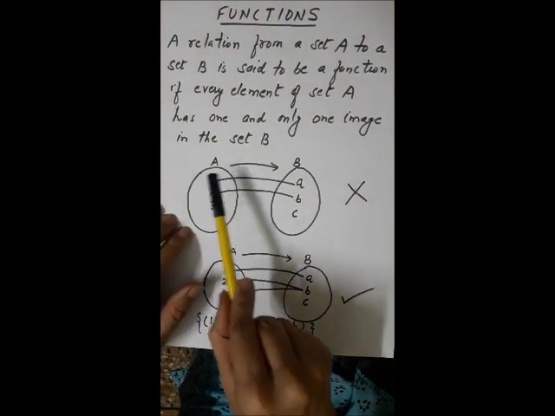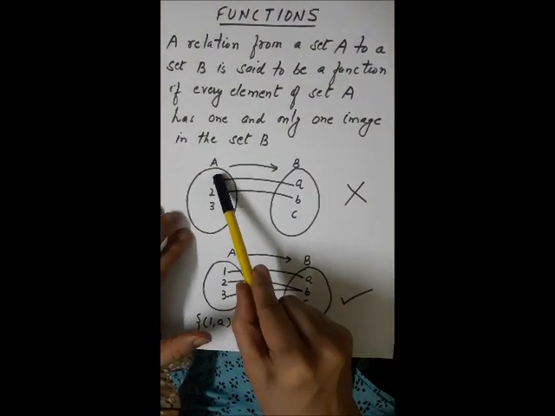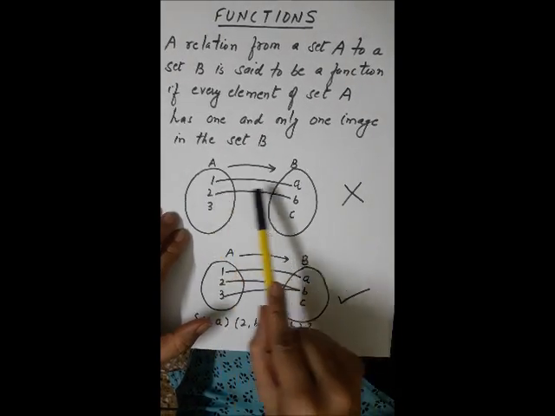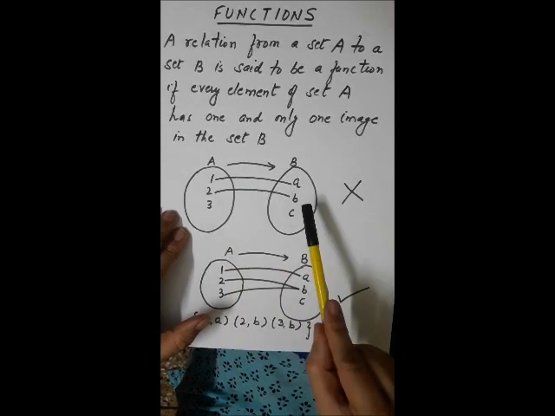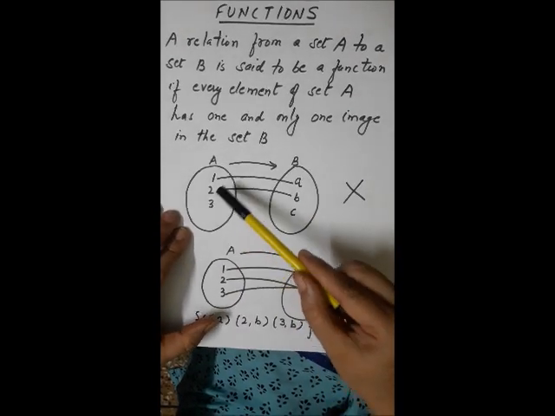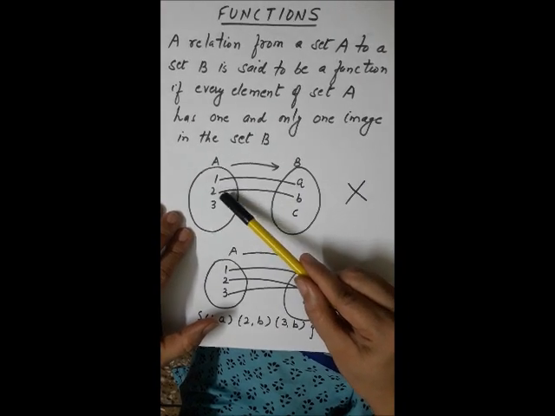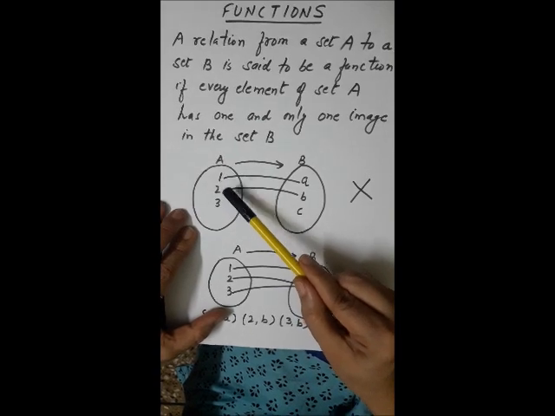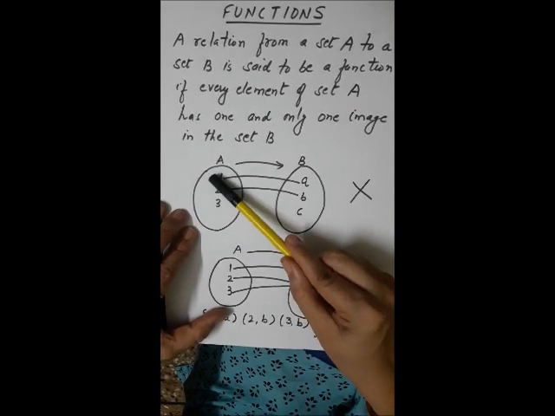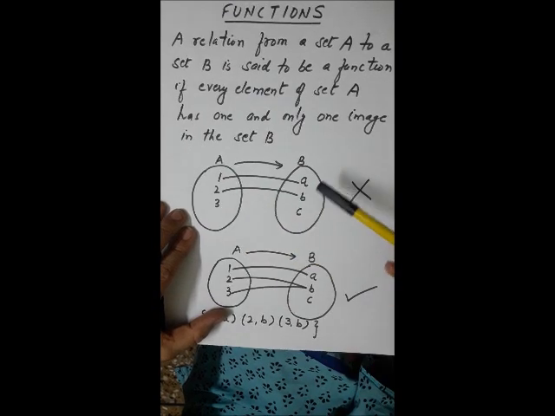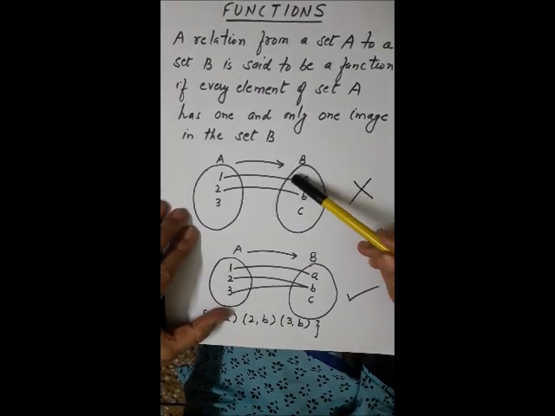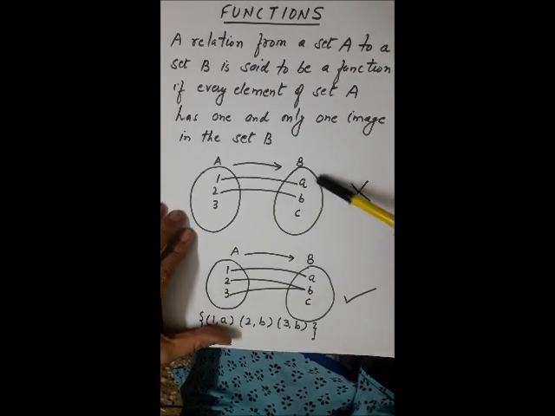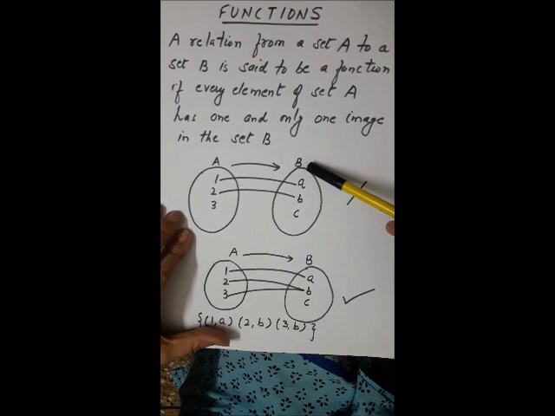Mapping is from A to B. I have written the elements 1, 2, 3, A, B, C. The 1 is associated with A, 2 is associated with B. Can you see there are only 2 elements which are associated? So, 1 and 2 will be the domain of this relation. And A, B will be the range of the relation. And A, B, C will be the codomain of this relation.